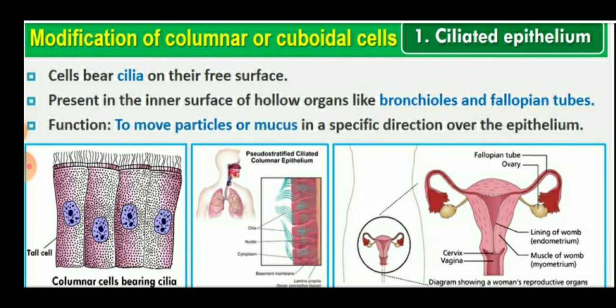So children, some modifications of the columnar or the cuboidal cells are, first, the ciliated epithelium. The cells bear cilia on their free surface, so they are called ciliated epithelium. You can see the cilia in this picture, and they are present in the inner surface of hollow organs like the bronchioles and the fallopian tubes. So children, the main function is to move the particles or the mucus in a specific direction over the epithelium.